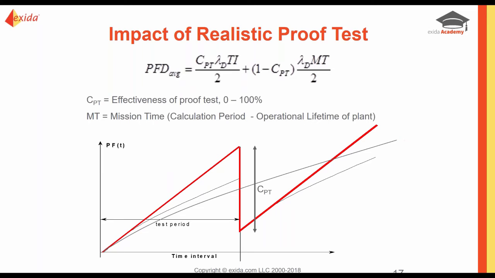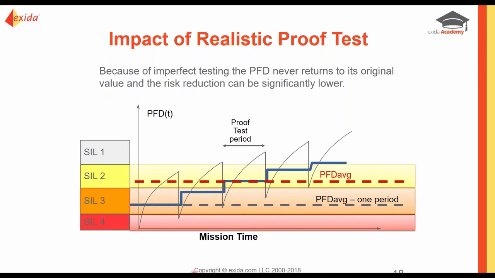PFDavg actually can change. So let's take a look at this. This is what our graph looks like. We are moving on time and your probability of failure. So as you continue on time, we're going to proof test. Instead of going down to 0, we're smarter. We know we're only coming to here. This time, we're going to start at that point.